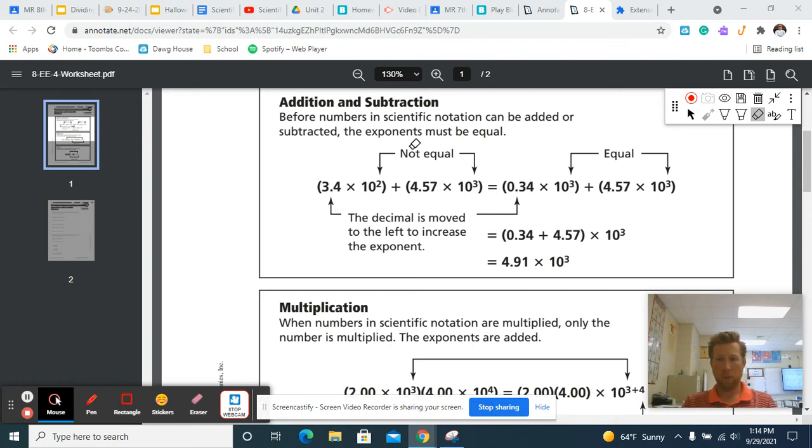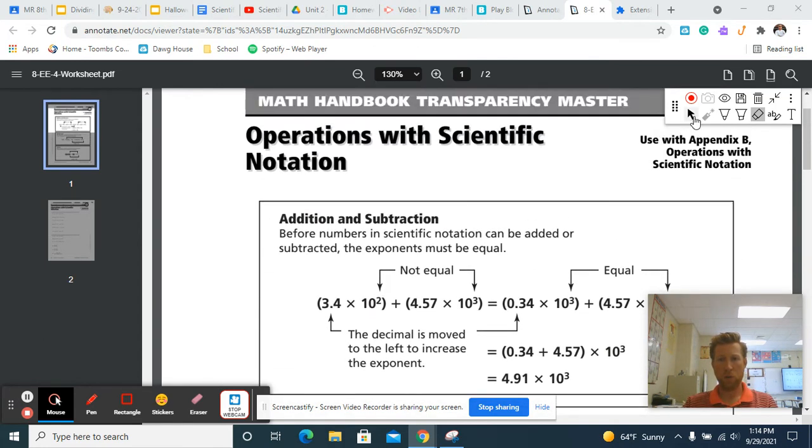Hey guys, just wanted to give you a little bit of insight on how to do operations with scientific notation. Ideally, we could make these numbers and put them out and then do operations with them, but there's a shortcut. So I'm going to give you addition and subtraction right here in this video, and multiplication and division I will do at a small group. So here we go. In order to work it out, they have to be equal exponents.